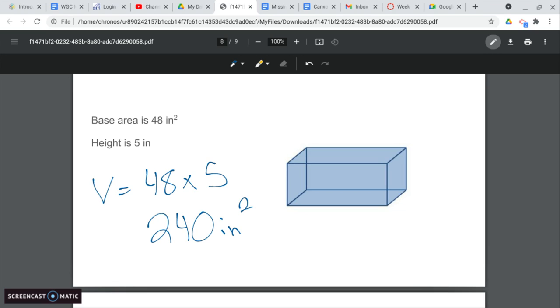So that is how we find volume, looking at different prisms and finding the volume of them. Prism is your key word for this lesson.